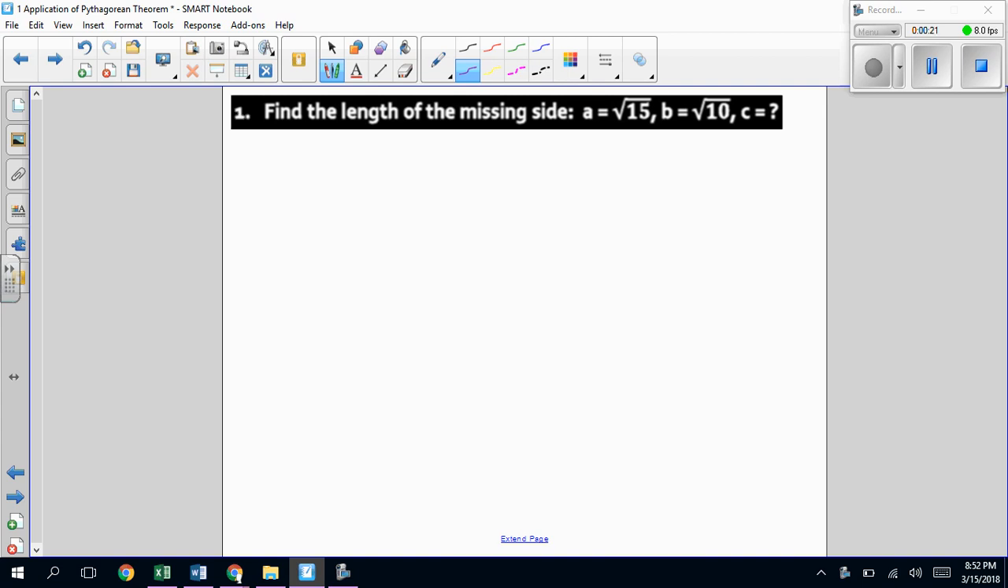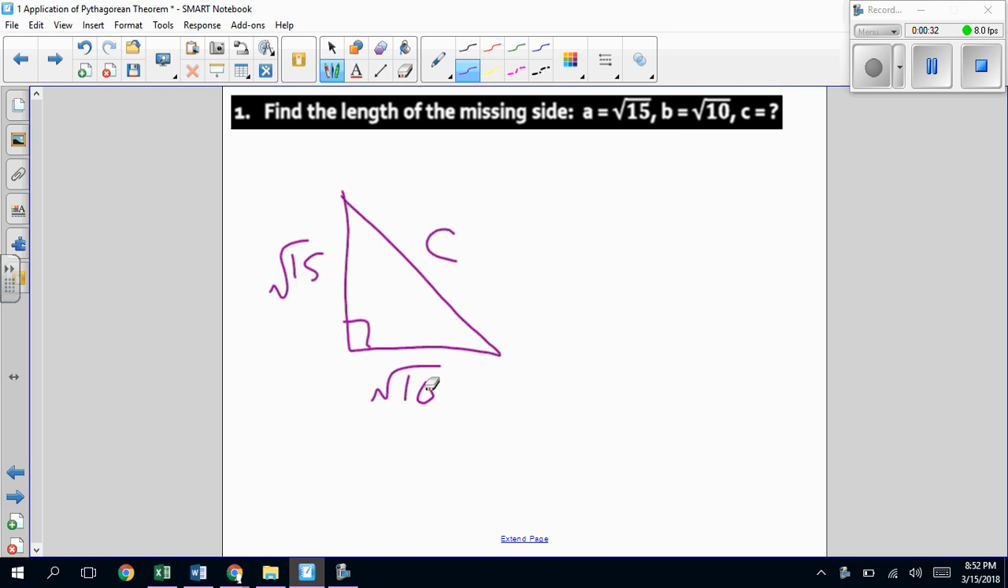So we have three side lengths, A, B, and C. C is, of course, indicating the hypotenuse. A is the square root of 15, and B is the square root of 10. The reason that I chose these as the warm-up is because I really wanted you to recognize that when you square a square root, these are inverse operations.